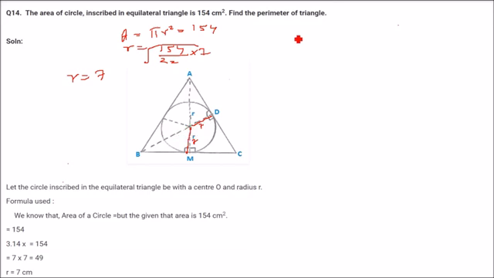Now for the perimeter of a triangle, we have to find the side. How to find this side? Because in an equilateral triangle, all the sides are equal. That is, in this case, AB is equal to AC is equal to BC. There are certain properties of an equilateral triangle. First of all the sides are equal, all the angles are 60 degree, and the perpendicular from the vertex to the opposite side also bisects that side. So if I take this side as x, BM will be x by 2, and MC will also be x by 2.